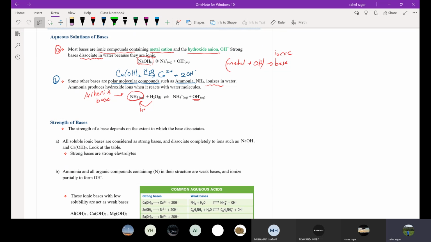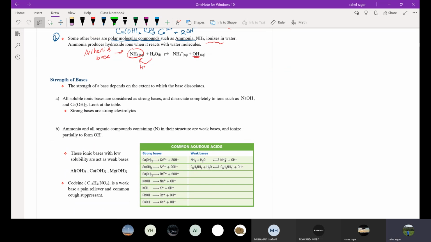Now let's talk about the strength of the bases. The strength of a base depends on the extent to which the base dissociates. All soluble ionic bases are considered as strong bases, which dissociate completely into ions, such as NaOH and KOH.